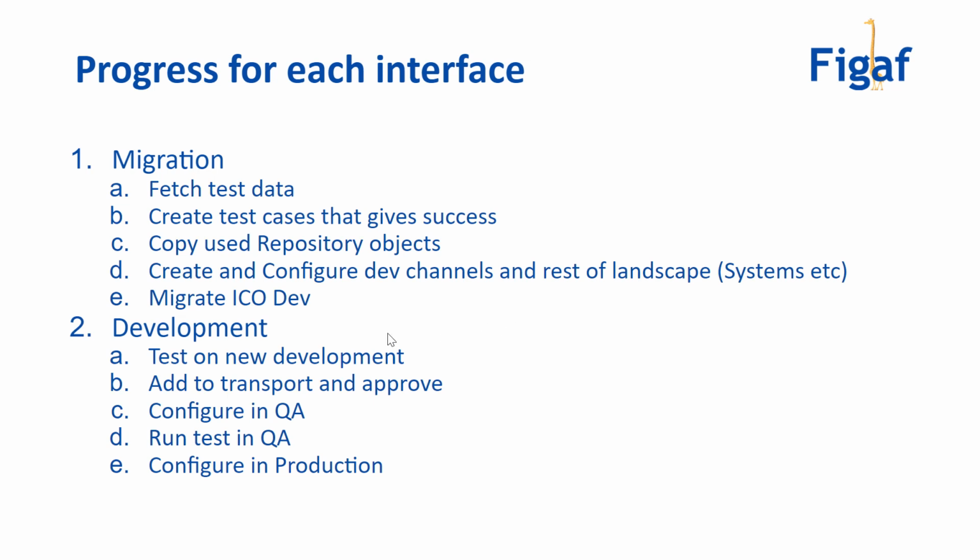And then once you have done that, we will go into the development phase, and this will be like any other development process that you're doing in here. And here we have the option to test your development on QA or on the new system. You want to be able to create transports, you can approve them, you can configure it in QA, run tests in QA, and configure in production. So that's a process that we are enabling you to develop.